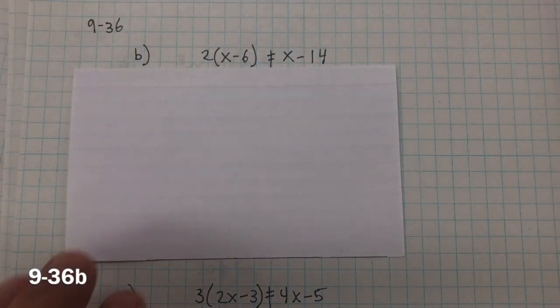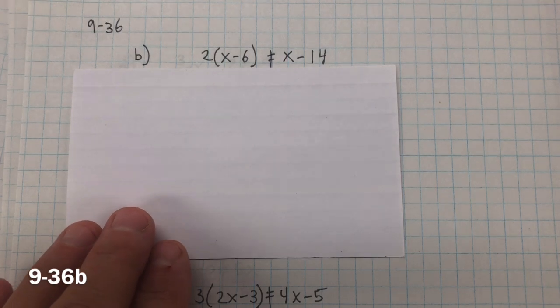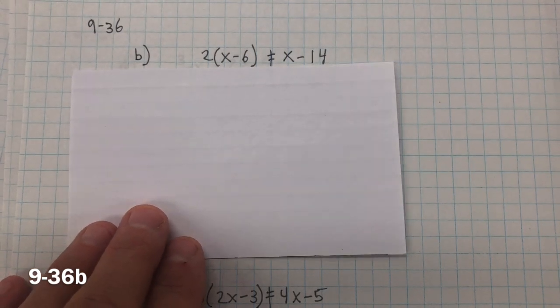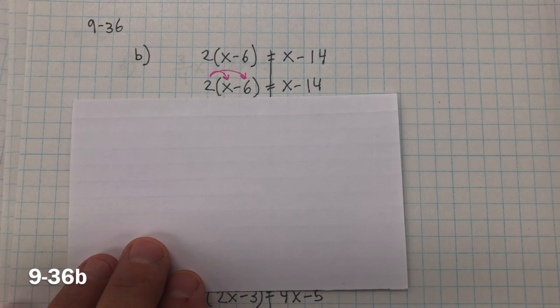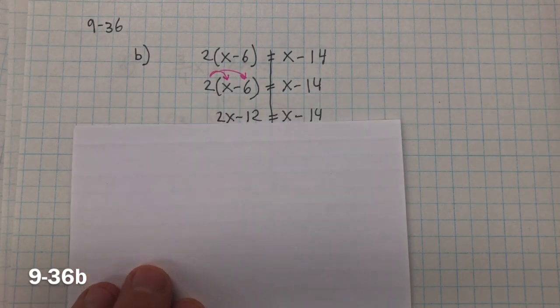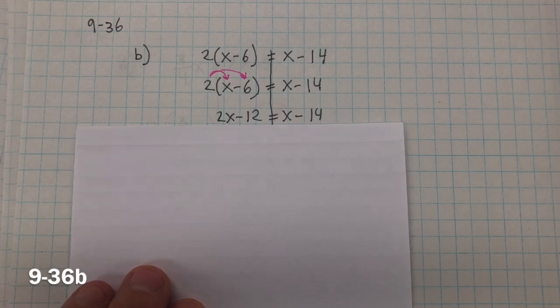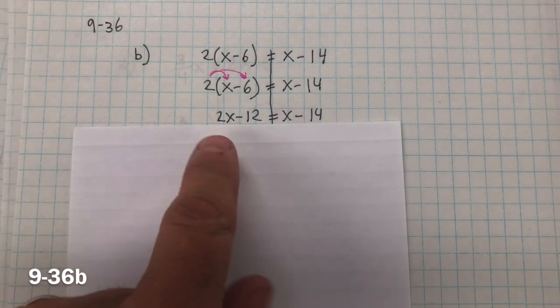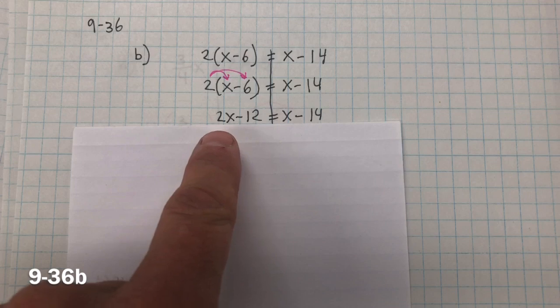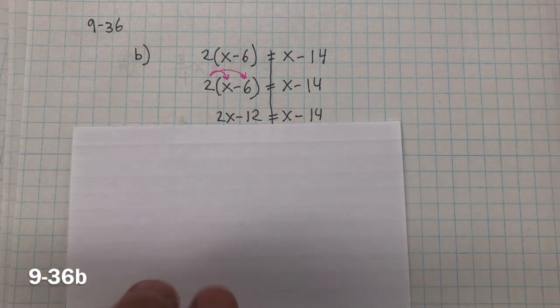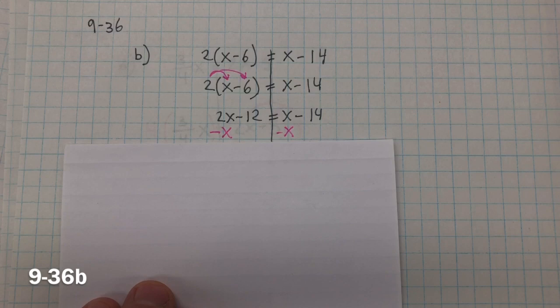For 936b, we first have to distribute the 2 multiplied by x and 2 multiplied by negative 6. 2 multiplied by x is 2x, 2 multiplied by negative 6 is negative 12. And now we're going to get the variable to one side, and I always try to get the variable to the side that has a greater value. The greater value of x is on the left side of the equation than the right, so I'm going to subtract x from both sides.